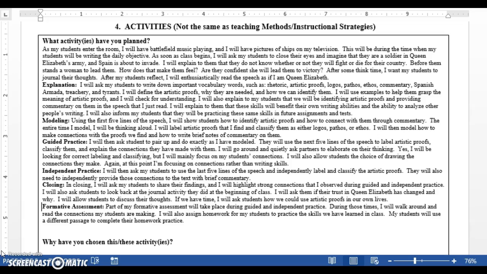So for the first 5 lines of the speech, I will show students how to identify artistic proofs. I'll use highlighters, 3 different colored highlighters. One color for the pathos, one color for ethos, and so on. And so it'll be a really quick visual tool that they can see what things are. And then I'll also show them how to classify them into groups by doing that as well.